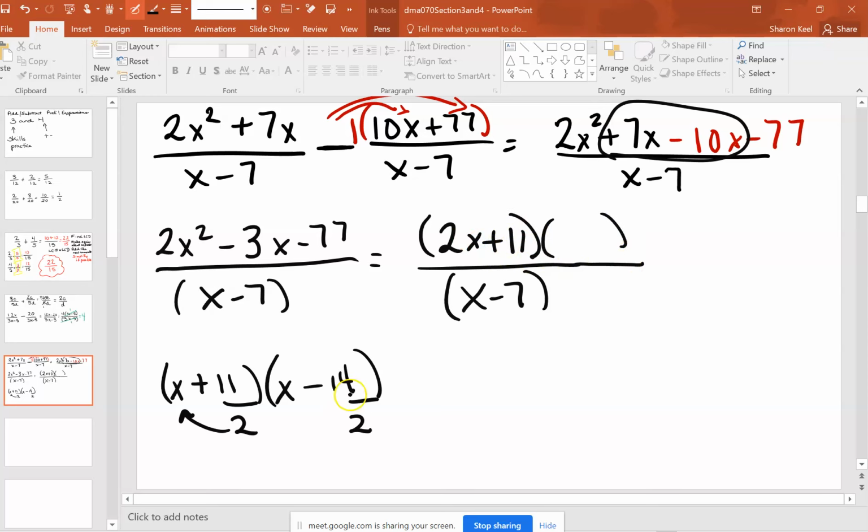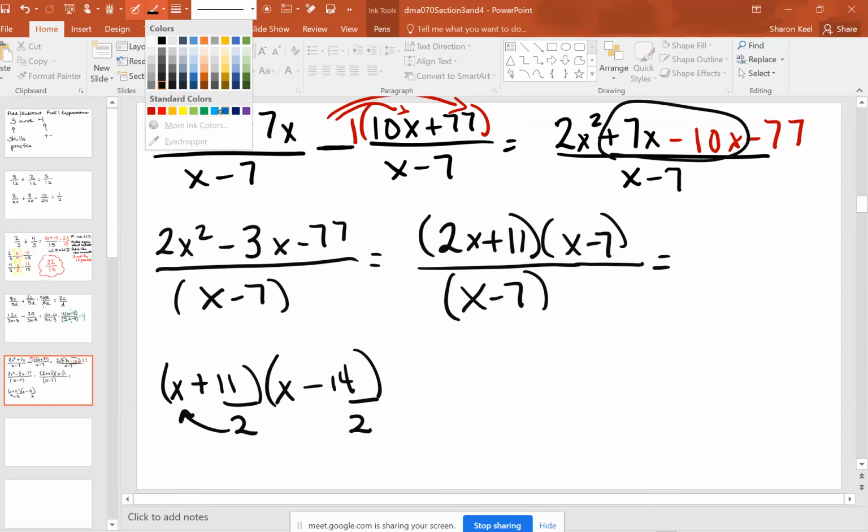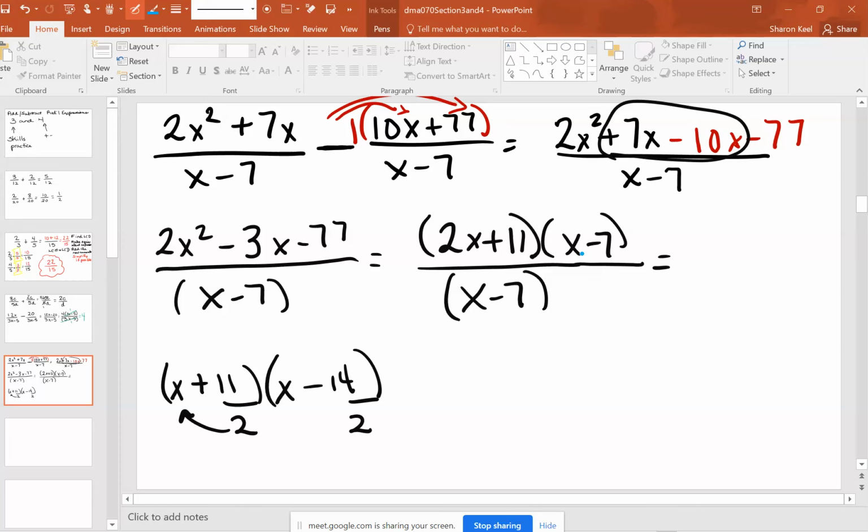For the second term here, I can reduce 14 divided by 2, and that's going to give me minus 7. So my next step, now that I have factored my numerator, is can anything cancel out? This is kind of reviewing what we did in sections 1 and 2, where we had to factor and simplify, or factor, multiply, or divide, and then simplify. So here, this x minus 7 is going to cancel. My final solution is 2x plus 11.